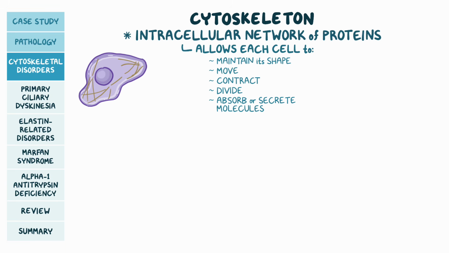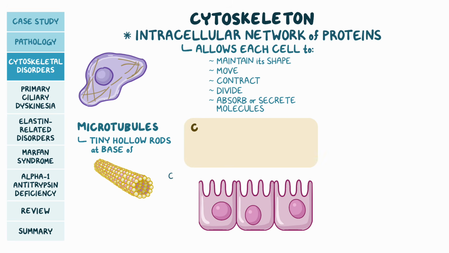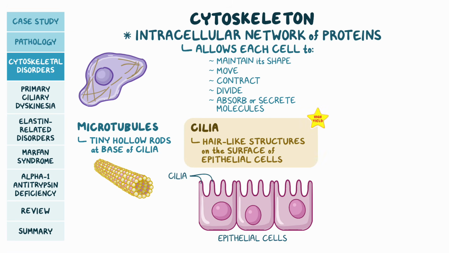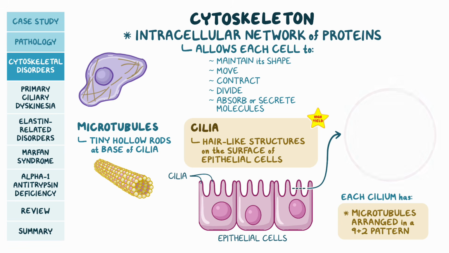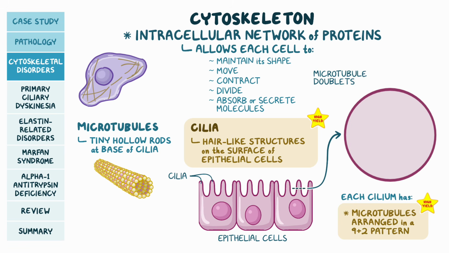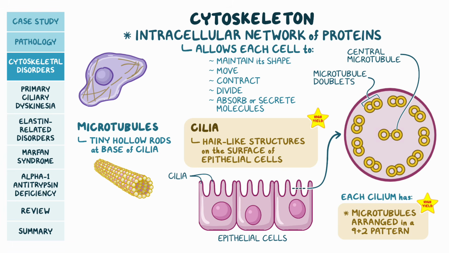Now, one of the protein structures in the cytoskeleton is microtubules. These are tiny hollow rods found at the base of cilia, which are hair-like structures on the surface of epithelial cells lining the respiratory and reproductive tracts. Specifically, each cilium has microtubules arranged in a 9+2 pattern, meaning there are 9 microtubule doublets on the periphery as well as 2 single central microtubules.